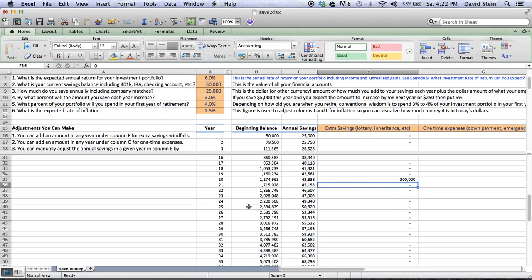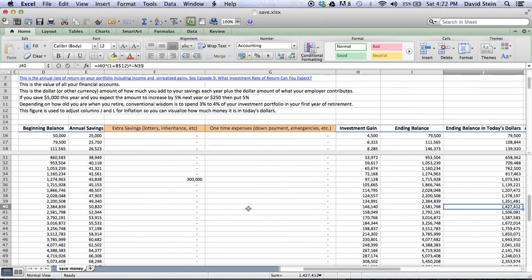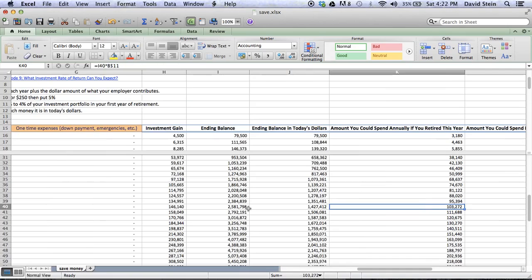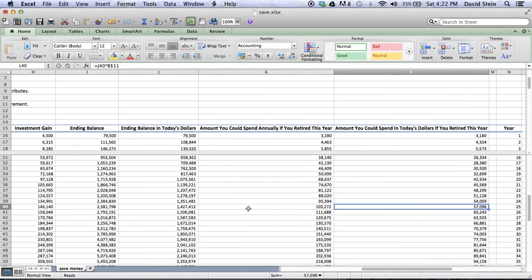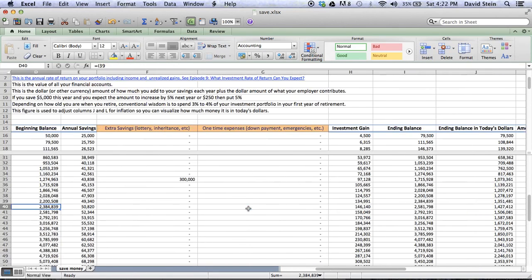And let's just go down and look. The impact of that, year 25, what would be the impact of having that? You would have $2.5 million at the end of 25 years when you're 50, and that would be worth $1.4 million today. You could spend $103,000, or the equivalent in today's dollars of $57,000. So that's one adjustment you can make. One time, if you win the lottery, you can put the money in there. If you want to bank your retirement on winning the lottery, you can also put a one-time expense.